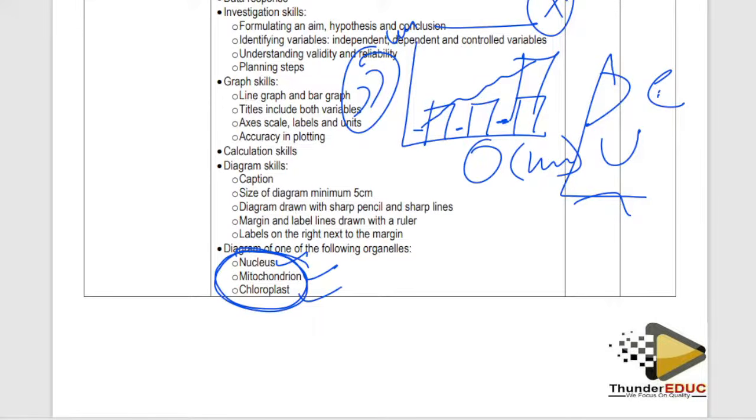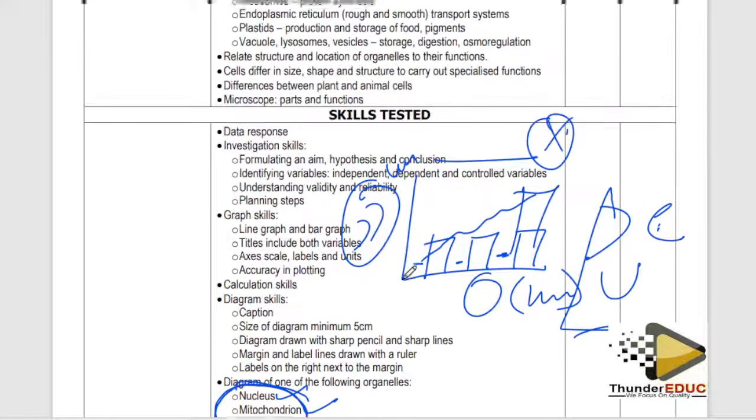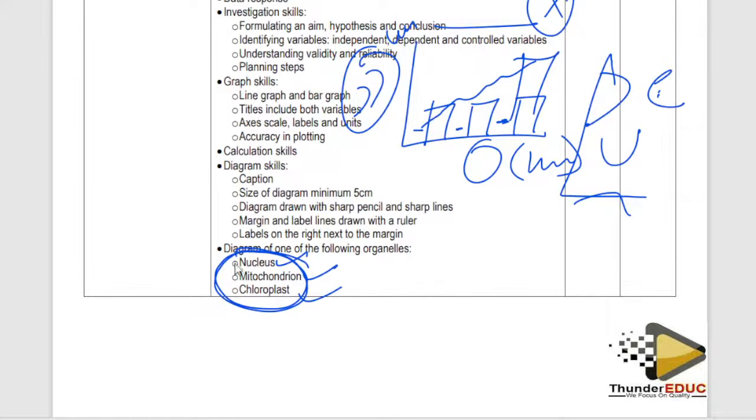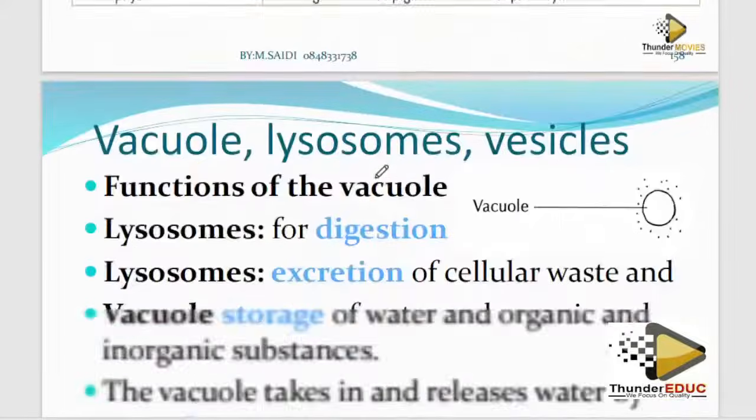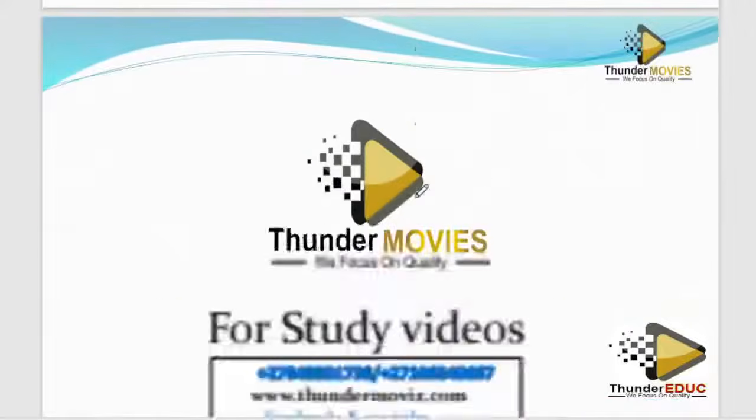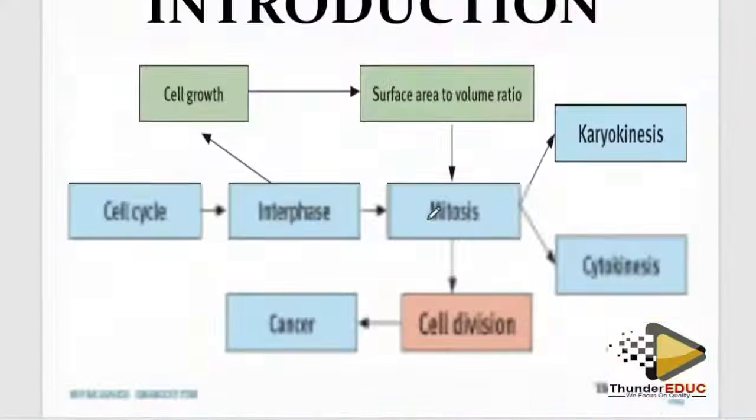I said that I'm not going to waste too much time here, but I beg you, please and please, don't go to the paper without knowing the nucleus, mitochondrion, and the chloroplast. I think that's it, and that's the distinction material. If you want it, make sure that you download it and then use it.